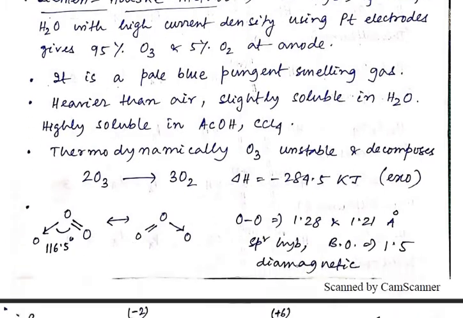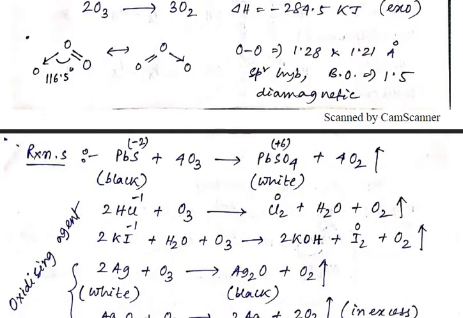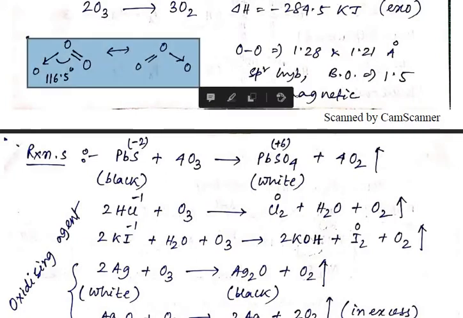So if I draw the structure of ozone, you can look, that is the structure of ozone. The angle between the three oxygens, the O-O-O angle, if I calculate, is 116.5 degrees. And the oxygen bond lengths, there are two oxygen bonds, so obviously the two bond lengths are 1.28 and 1.21 angstrom.